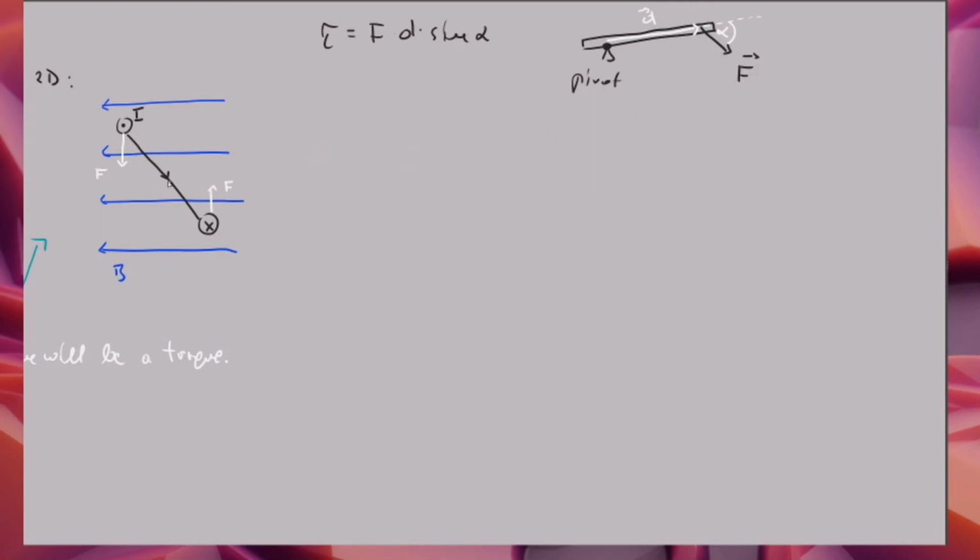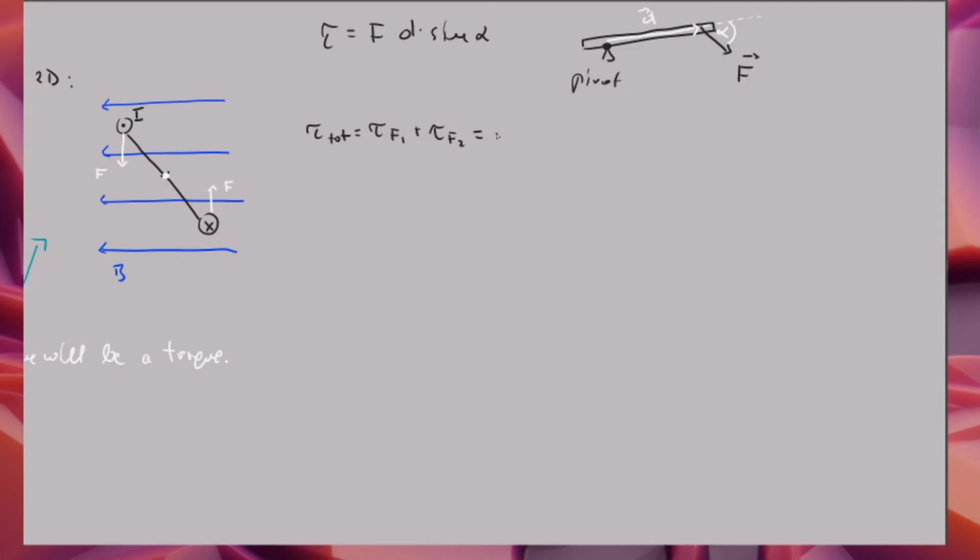Now I have two forces here that will give me a torque about the axis of rotation, which is at the center of this thing. This is the axis of rotation. So I have two forces, and each one will contribute to the total torque. So the total torque is going to be the torque produced by F1 plus the torque produced by F2.